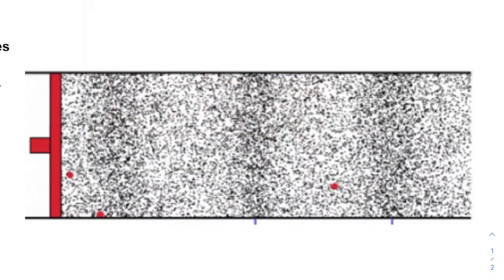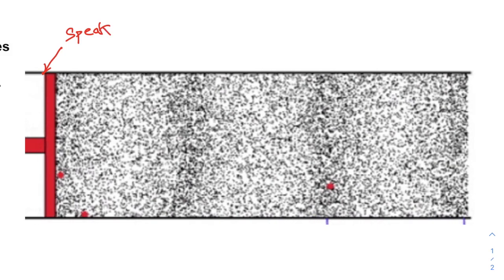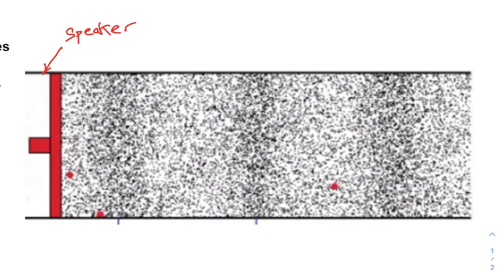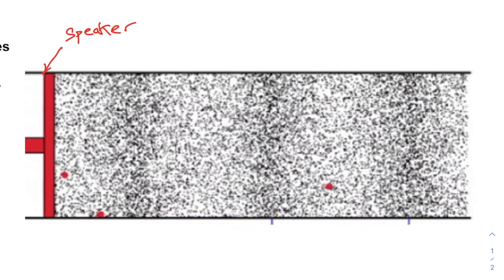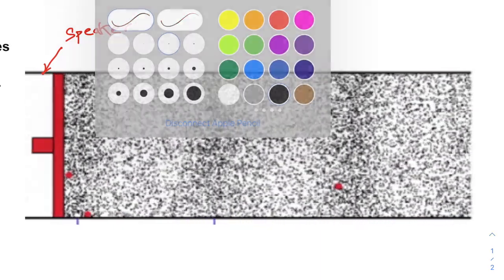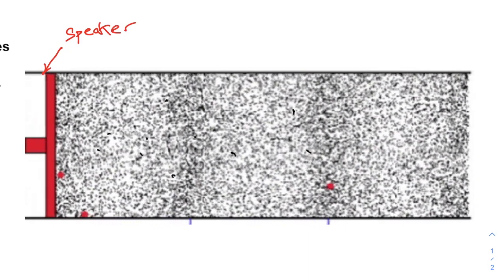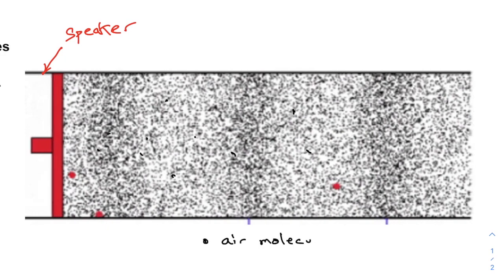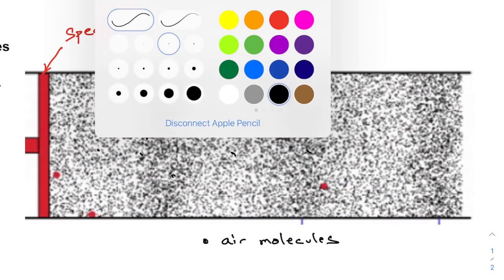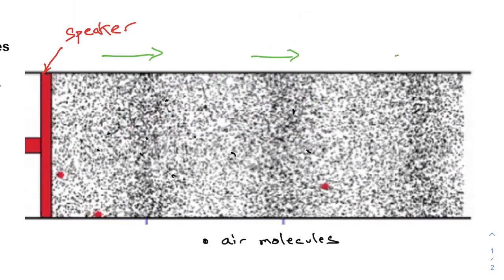This red thing here, this is a speaker. If you've seen a heavy bass song, you'll see the speaker vibrate. The speaker vibrates left and right, and it causes all these little black dots to vibrate. Those little black dots are air molecules, and it causes a pressure wave to move from left to right.